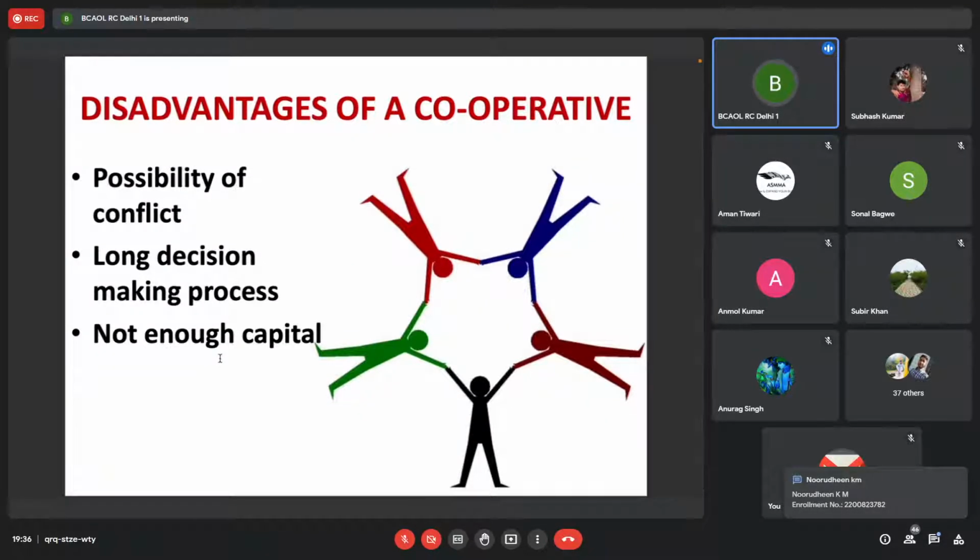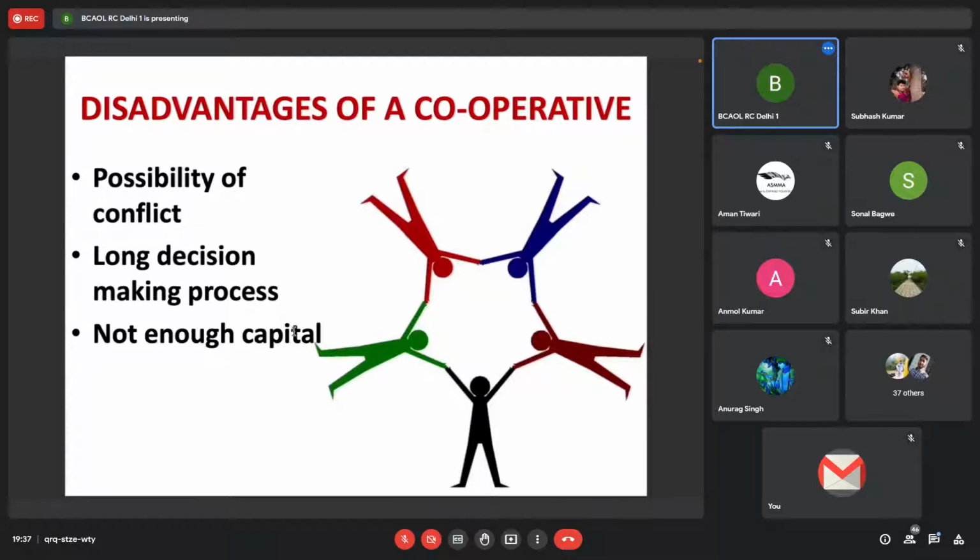You have cooperative banks as well, where they are pooling their money and keeping it. So, like partnership, there's also a possibility of conflict, and the decision making process is long, and of course they are limited to whatever resources they have. They can't go and raise money from the public. They're barred from that. So they are basically cooperating between themselves. So not enough capital is there. So whatever resources they have, they have to make do with it.